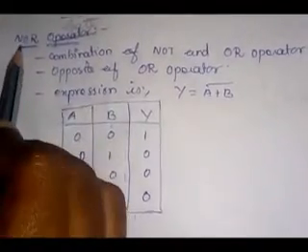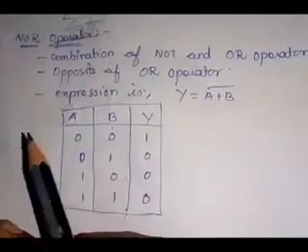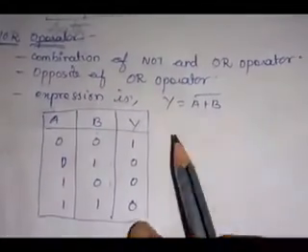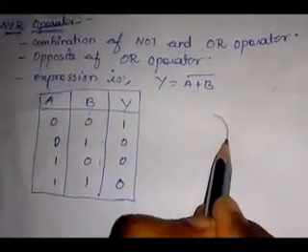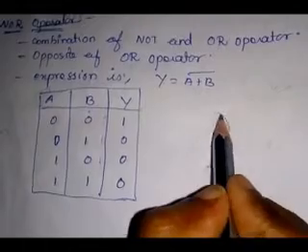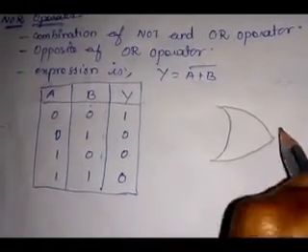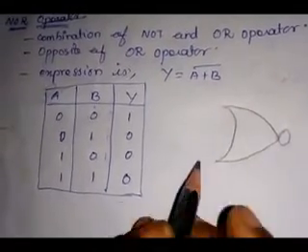Next gate is the NOR gate. It is the same as the logical NOR operator. This is a combination of NOT gate and OR gate. For the NOR gate symbol, we already know the OR gate symbol, that is 3 arcs. Then we have to represent the NOT gate, so you have to draw a bubble at the back side.